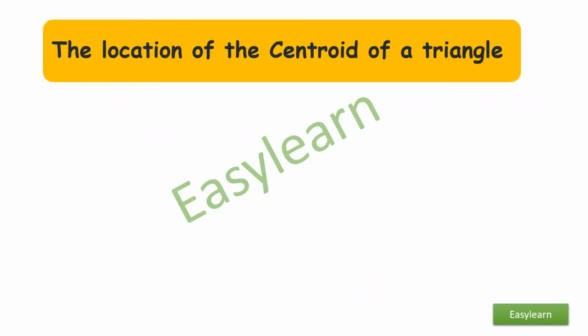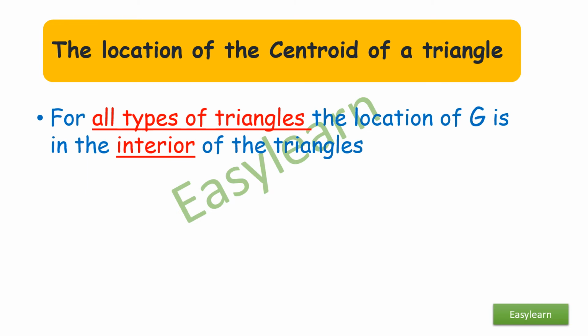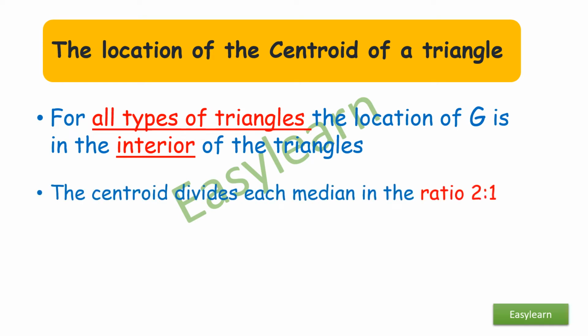Now what is the location of the centroid of a triangle? For all the types of triangles, the location of G, that is the centroid, is in the interior of the triangle. The centroid divides each median in the ratio 2:1, which is very important.